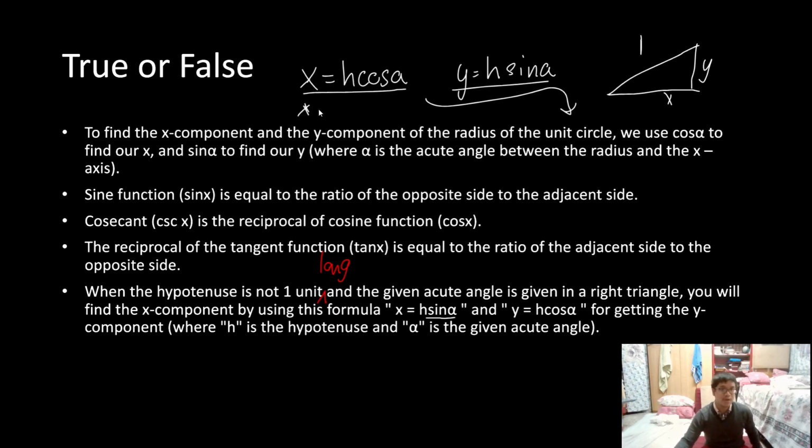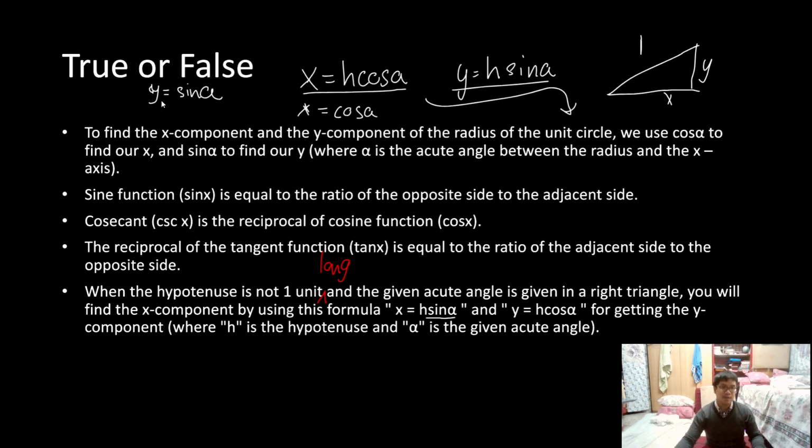we will have x is equal to 1 times cosine alpha, which is just cosine alpha. And y is equal to 1 times sine alpha, so this is sine alpha. See? So in the unit circle, you can use this actually. There's no problem.